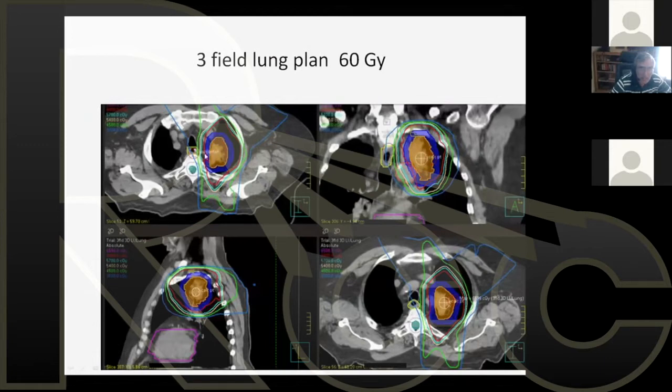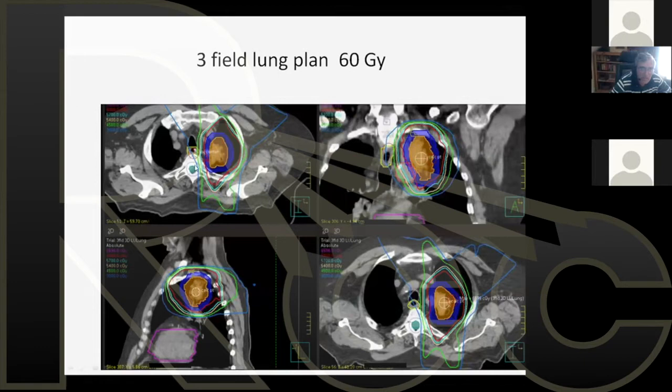In blue, all around it is the PTV, that's the margin that the doctor included to take into account all the uncertainties. And then you see the dose lines. The red one is the prescription of 60 gray. And you can see where this field and this field are coming in.